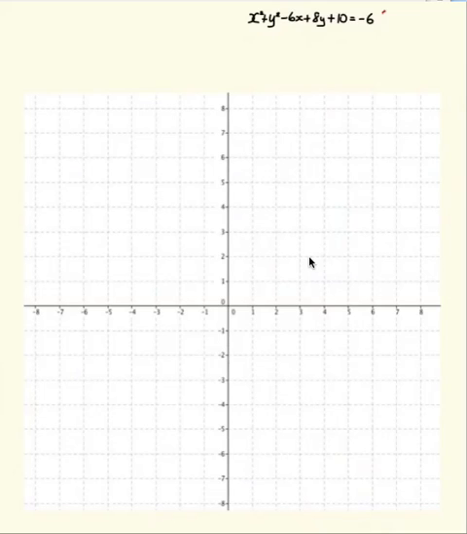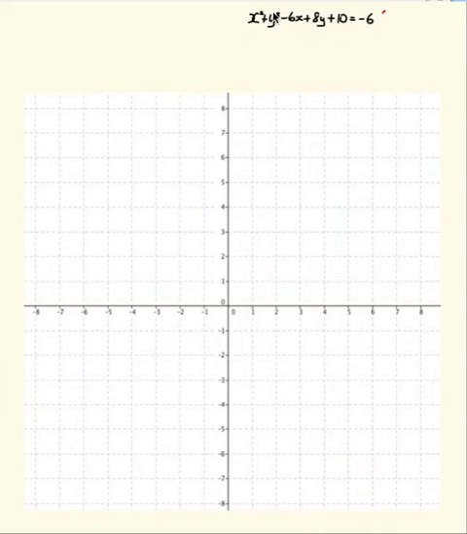An equation, x squared plus y squared minus 6x plus 8y plus 10 equals negative 6, and we're asked to sketch this equation and describe it as a locus. So the method here, I suppose the first hint you're looking at is there's an x squared and a y squared, and hopefully what that tells you is we're working with a circle.